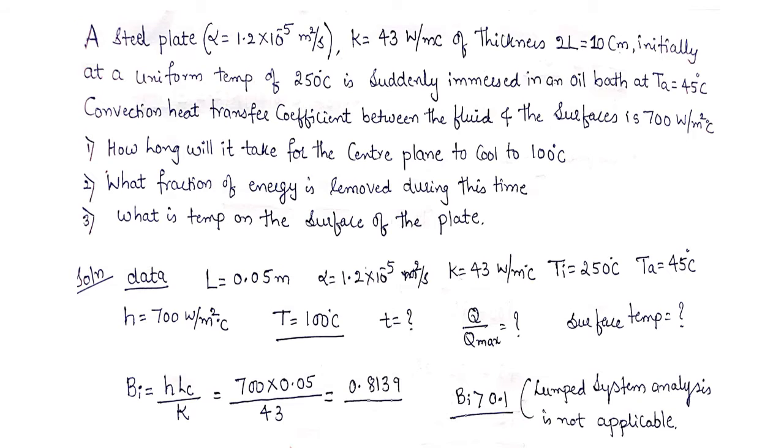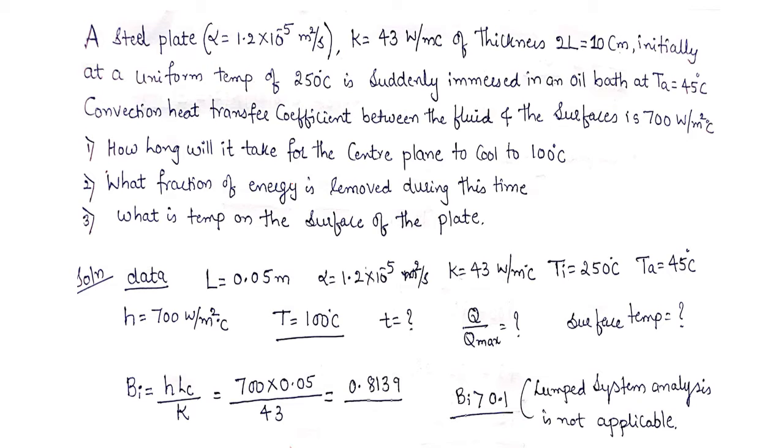So let me first read the problem. A steel plate, whose thermal diffusivity is alpha equals 1.2 into 10 to the power minus 5 meter square per second, thermal conductivity K is 43 watt per meter degree centigrade, and thickness 2L equal to 10 centimeter, initially at a uniform temperature of 250 degrees centigrade, is suddenly immersed in an oil bath at T infinity equal to 45 degrees centigrade.